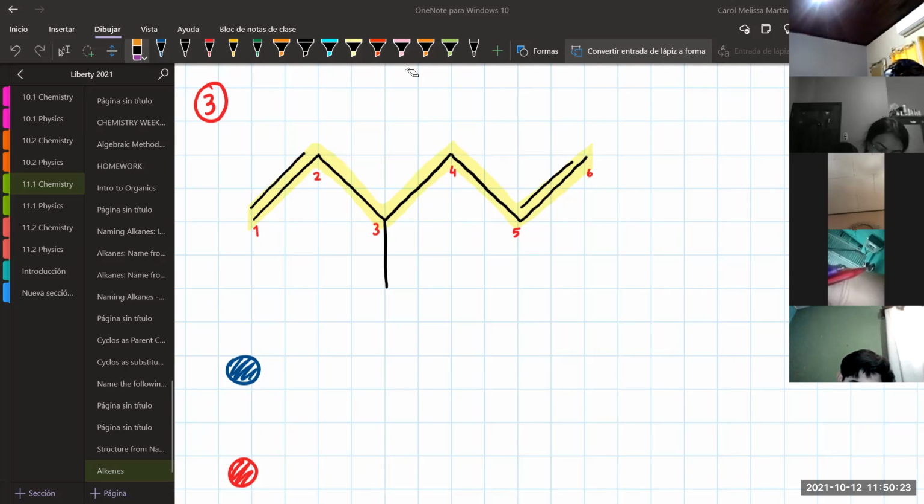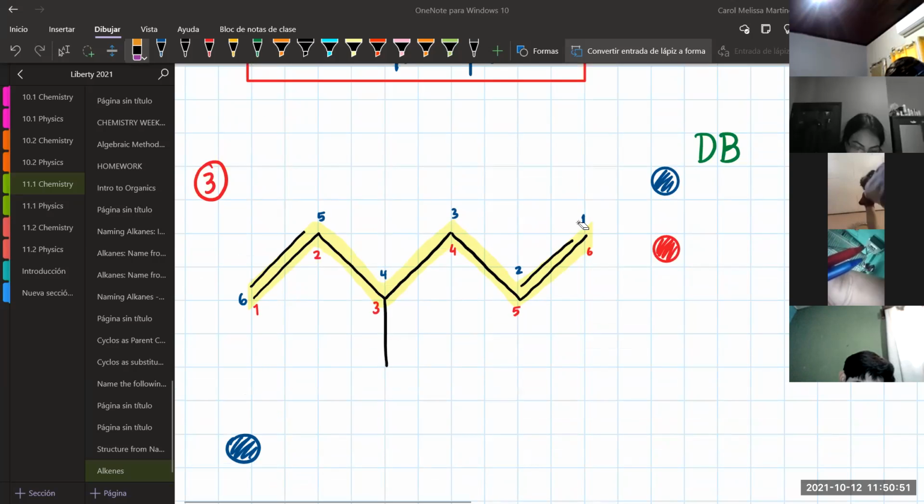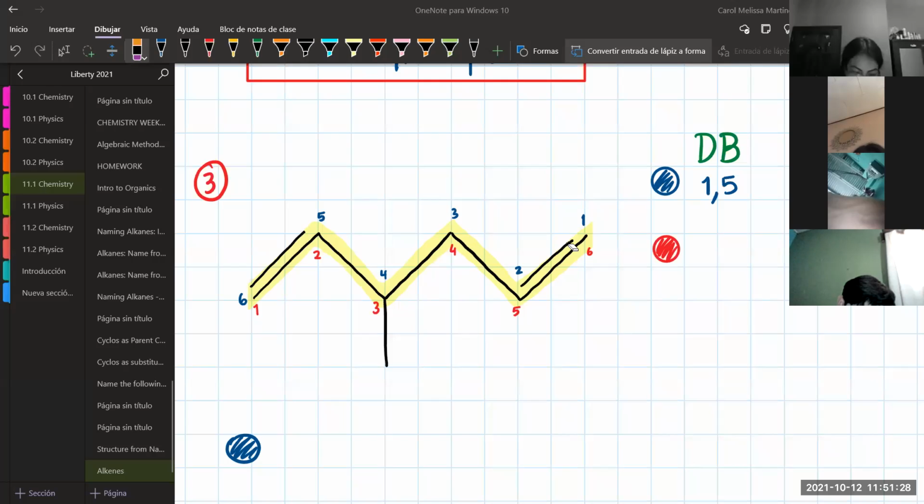1, 2, 3, 4, 5, and 6. Okay, now I have to take a look at the position of the double bond. So here is just to analyze the double bond. So right now, according to the blue arrangement, the double bond is located in what positions? One and five. In 1 and 5. Okay, so between 1 and 2 we're going to choose number 1, and between 5 and 6 we're going to choose the number 5. So the double bond in the blue arrangement is in the position 1, 5.